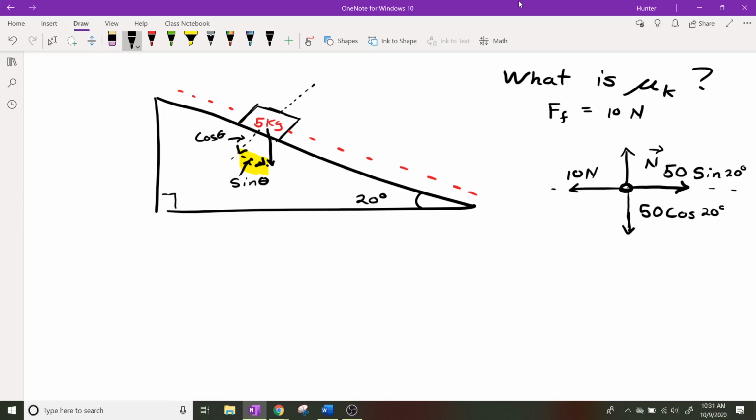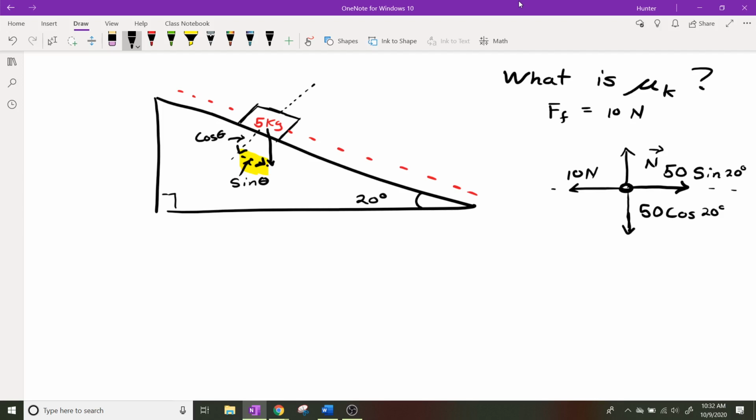Okay. So we have our four forces, right? We have 10 newtons. We have 50 cosine of 20. That's the same thing as the normal force. So whatever this number is, that's the normal force. And we have 50 sine of 20 for the force of gravity going down the line of action, so going down this direction. We've got 10 going backwards for the force of friction. I think we have everything that we need.